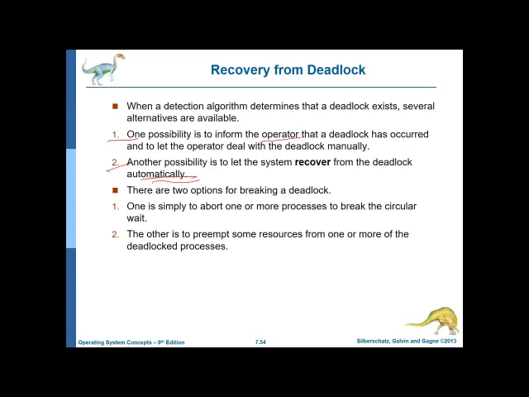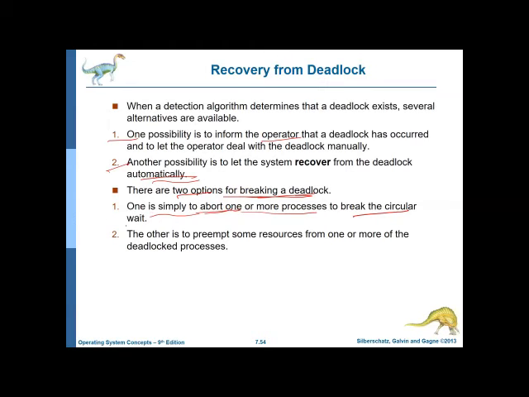So what are the two ways for breaking a deadlock? That is what we are going to look at. Once a deadlock is detected, how can we recover from it? One option is to simply abort one or more processes. That is, we purposefully terminate one or more processes so as to break this particular deadlock.